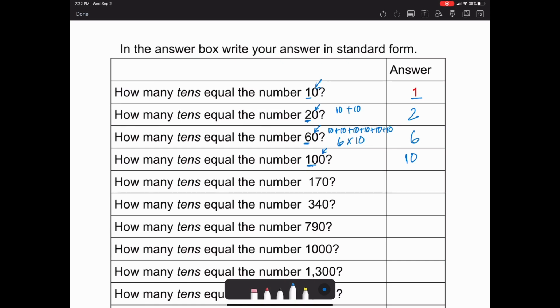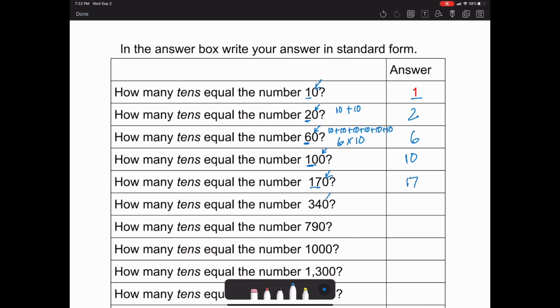So what we can see from the pattern is that all these tens have in common that a 10 has 1 0 in it. So if you just take that 1 0 out and take all of the numbers in front, that's how many tens are going to fit in that number. So let's try it. So here's the 1 0. How many tens fit in 170? 17. So that would be the answer.